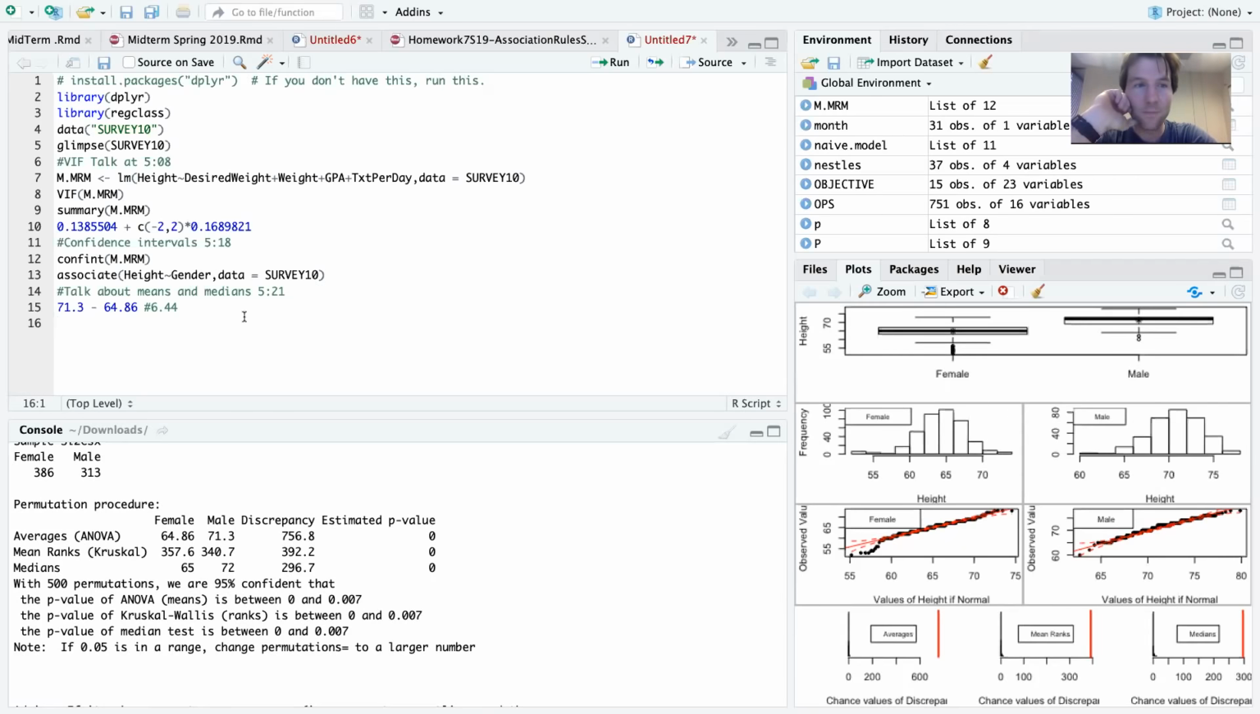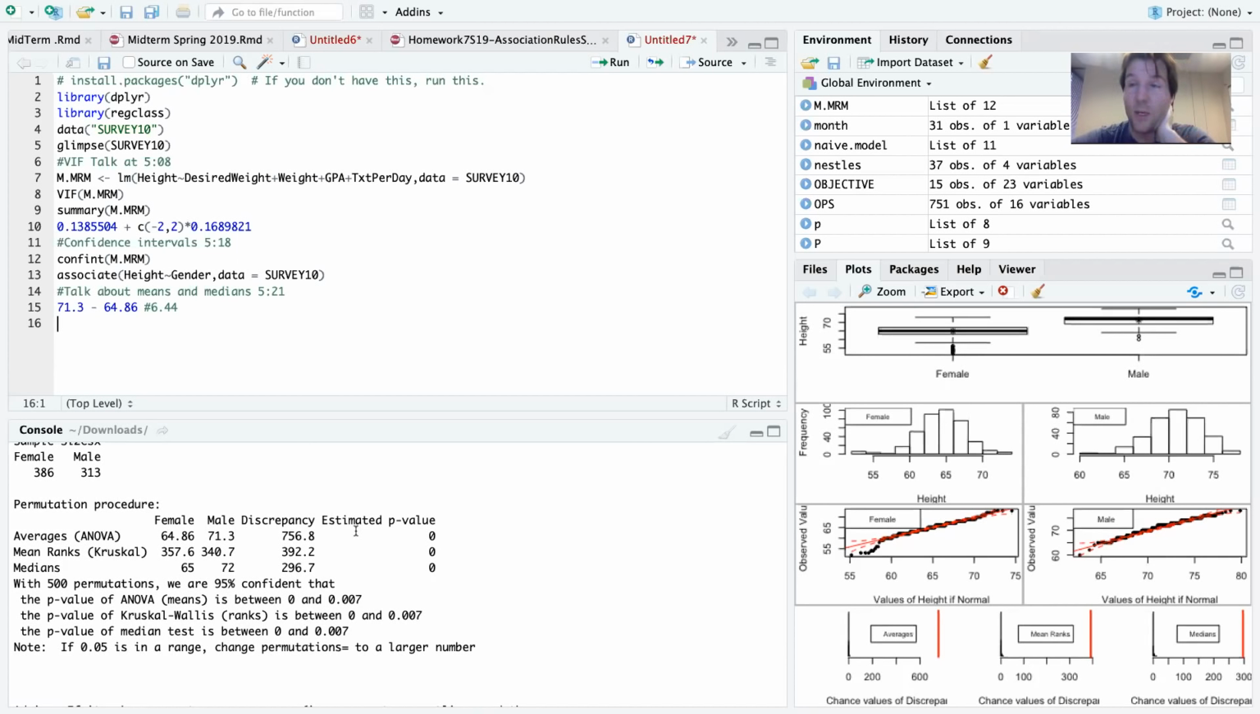So I would say the difference between males and females on average is about 6.44 inches, where males are about this much taller. That's half a foot. That's a lot. That seems like a practical significance. So let's go through some of our steps right here.